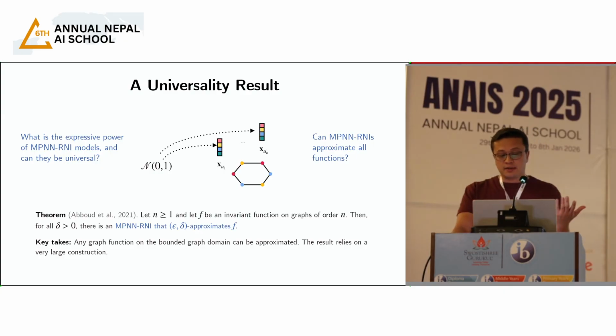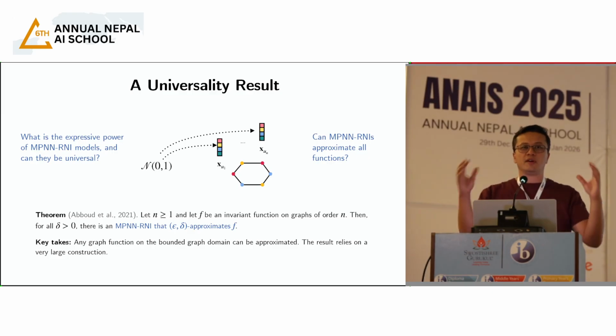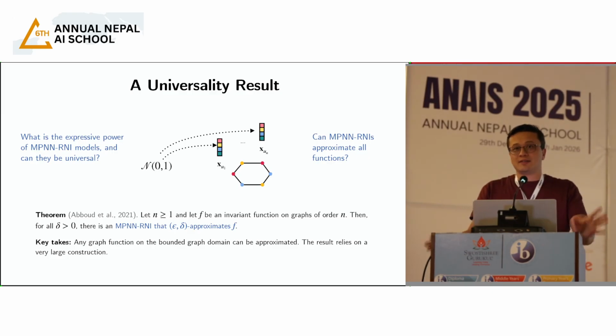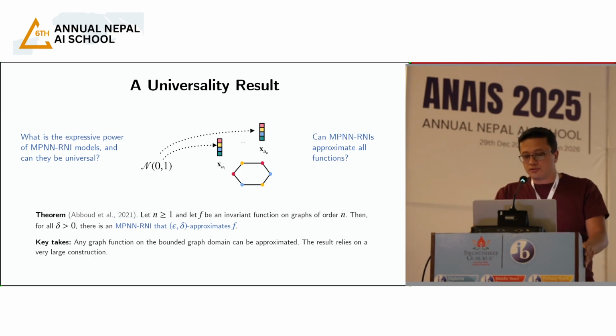Take any n greater or equal to 1, and we are interested in invariant functions on graphs of order n. So this is important. We don't allow any graph, but we limit the graphs up to size n. So there has to be some upper bound. So we are operating on a bounded graph domain.